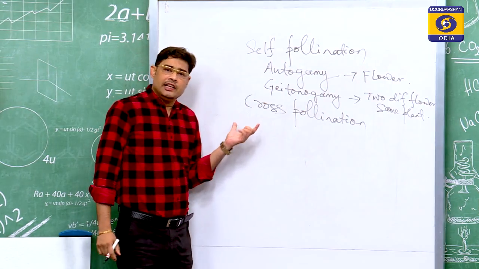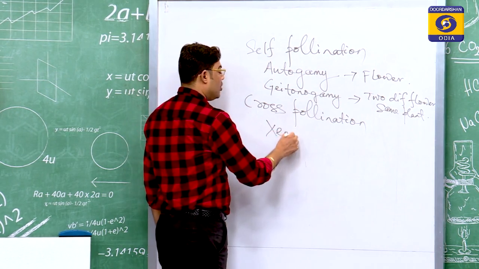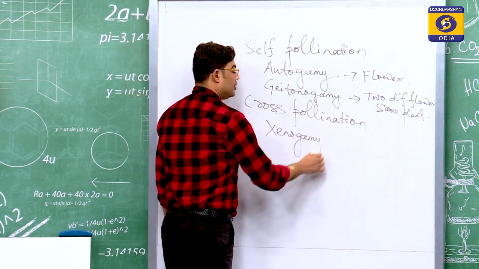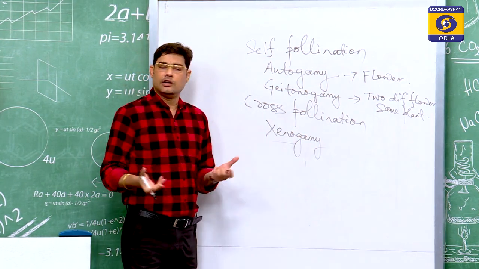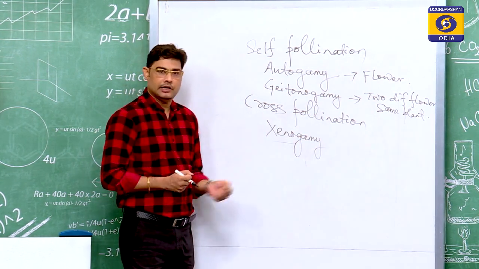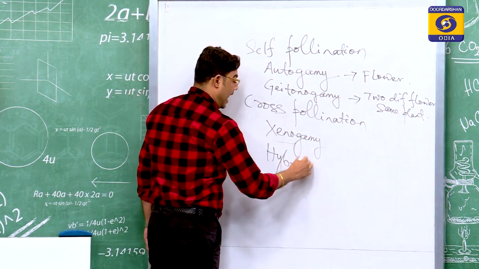Now, cross pollination is again divided into two types. One is called xenogamy. Xenos means stranger in Greek, and gamy itself is marriage. So, xenogamy, and the second one is called hybridism.